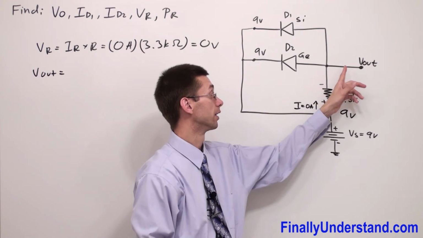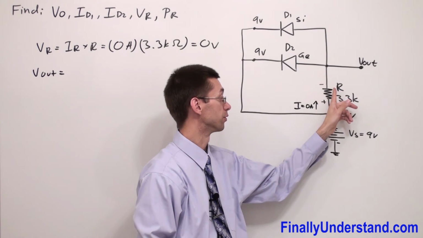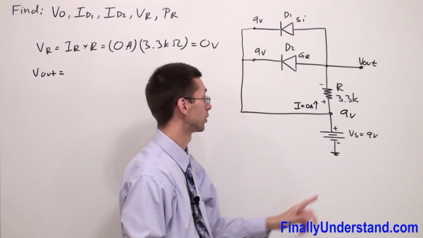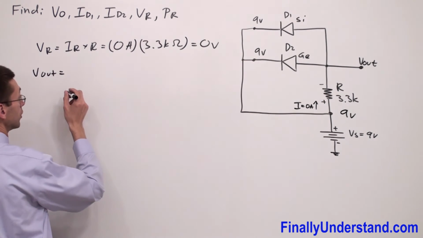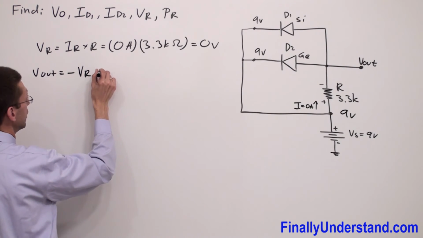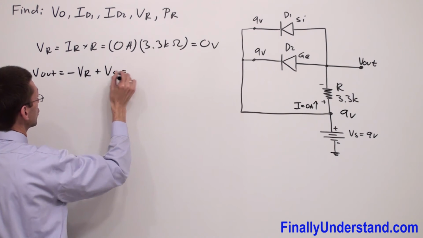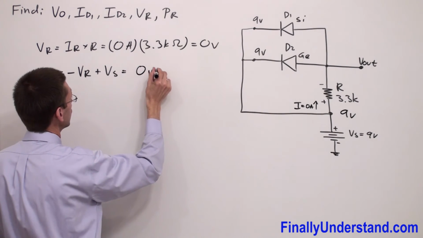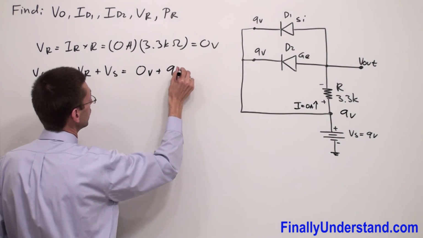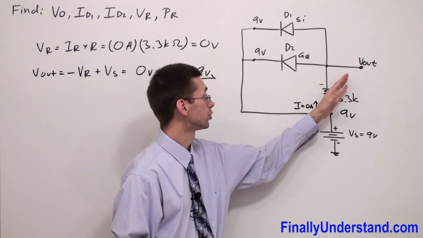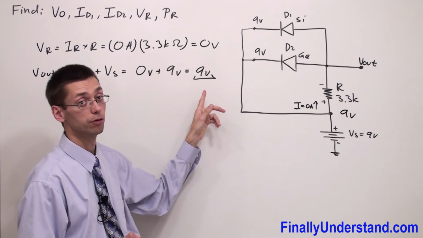So if you want to find Vout, we have what? Negative VR plus voltage source, okay? And we're going to reach the ground. So Vout is equal to negative VR plus voltage source. Negative VR is equal to 0 volts plus 9 volts is equal to 9 volts. So output voltage is equal to 9 volts.